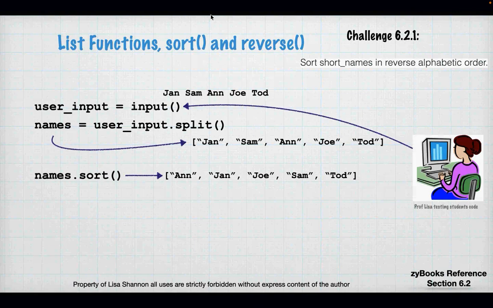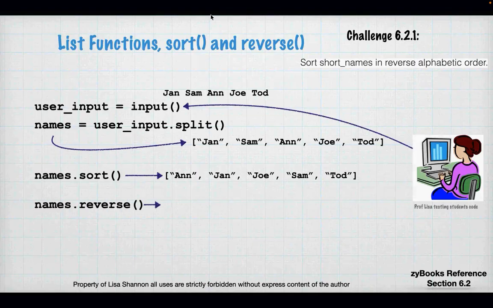So I give it the name of the list, which is names, dot sort, because I am saying sort everything in names. That's kind of how you can read that. And then it's going to give it to me alphabetical. I don't have to do anything else. I don't have to do a loop, nothing.